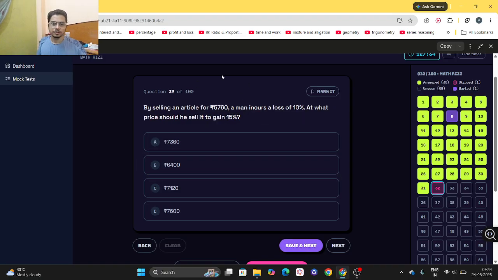By selling an article for 5760, a man incurs a loss of 10%. At what price should he sell it to gain 15%? Selling price is 5760. A man incurs a loss of 10%. So CP into 9 by 10 is equal to 5760. CP would be 6400.